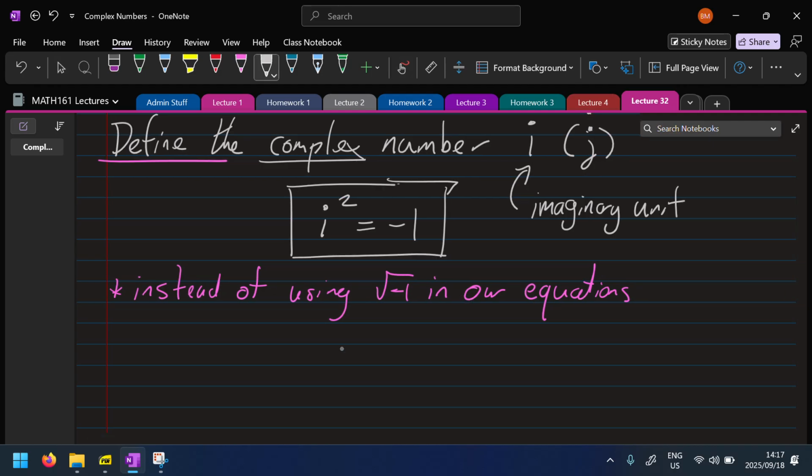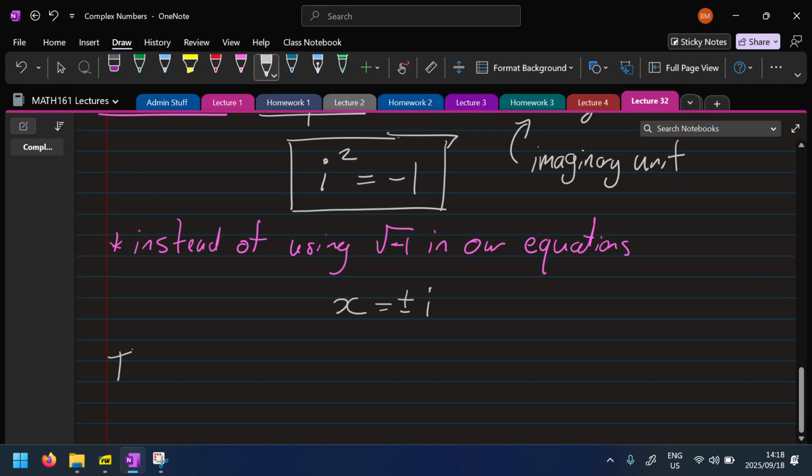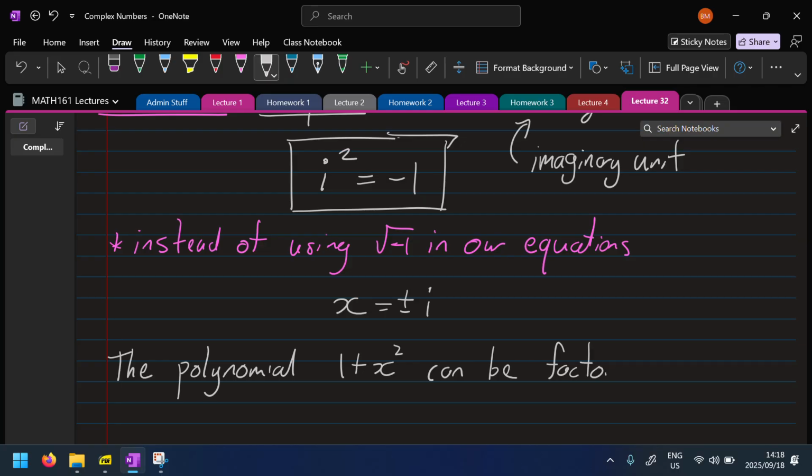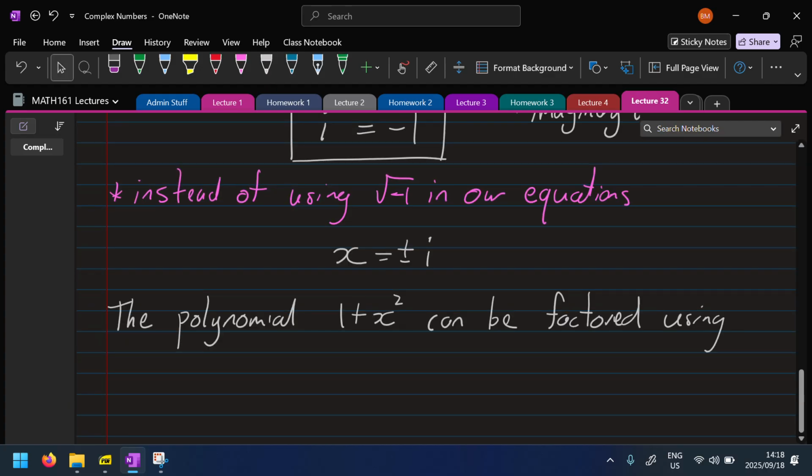So we have x is equal to plus minus I, which means our polynomial that we had before, the x squared plus 1, we can now factor, not in terms of real roots, but in terms of complex roots. So the polynomial 1 plus x squared can be factored using complex roots.